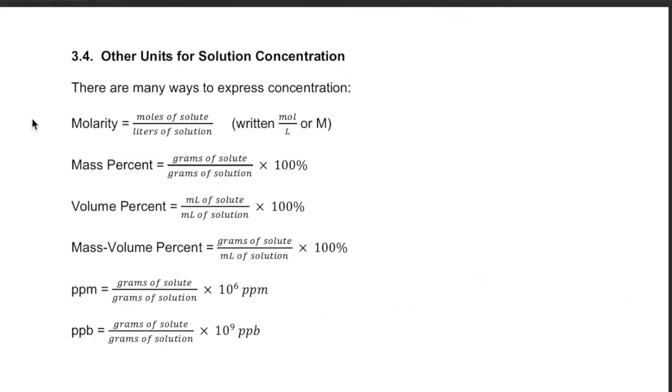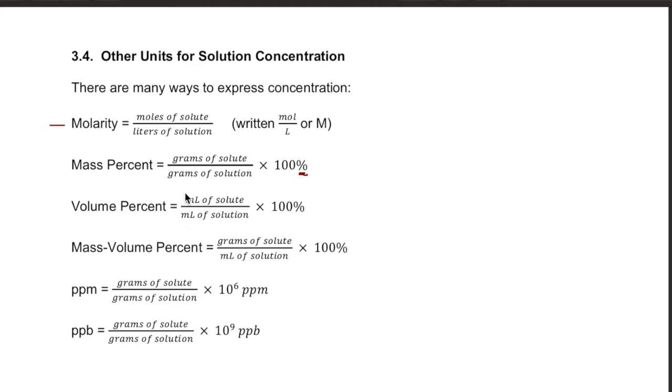All right, section 3.4 in our chapter talks about other types of unit for solution concentration. So we have already mentioned moles of solute per liters of solution as a way to express the relationship between solute and solution. Percent is grams of solute per 100 grams of solution. To calculate that, you would take grams of solute, divide by grams of solution, and then multiply by 100 and use the percent as our unit there.